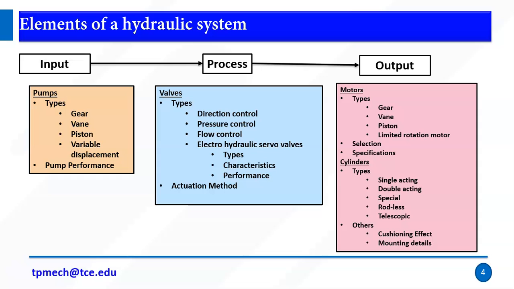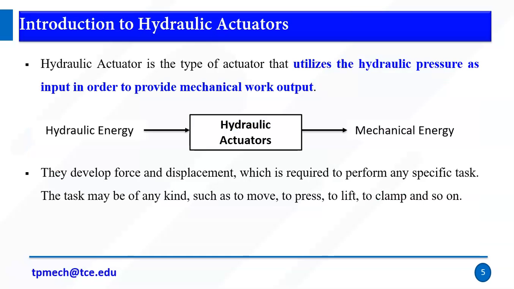So the input may be the pump. The hydraulic inputs are pumps. We see there are some types of pumps like gear, vane, piston, and variable displacement, and the pump performance. In output, it may be the motor or the cylinder, right? Similarly, in process, it may be the control valves, right? So now I start with the hydraulic actuators. Introduction to hydraulic actuators.